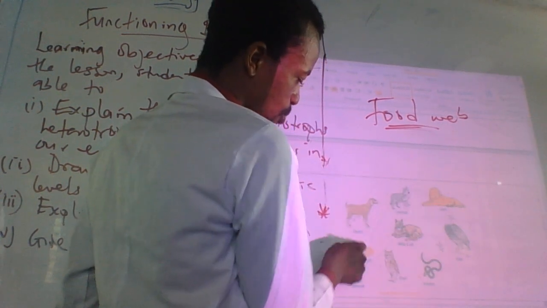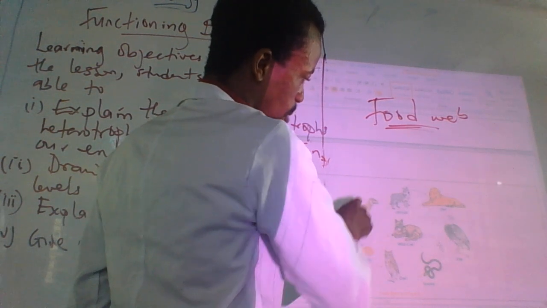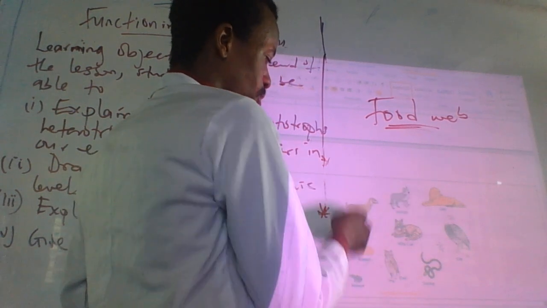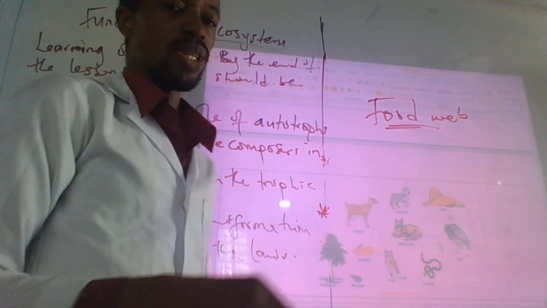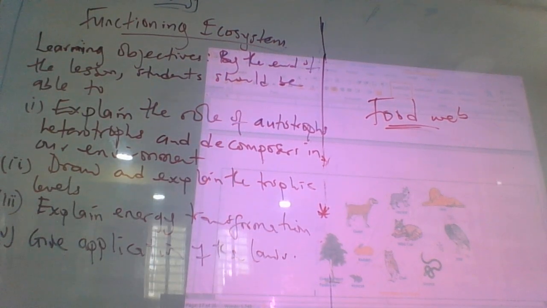So the goat will feed on the what? On the plant. Then this goat will be fed upon by the what? By the lion. So you can see the relationship that goes on among these. This we call a food web. That's a food web.